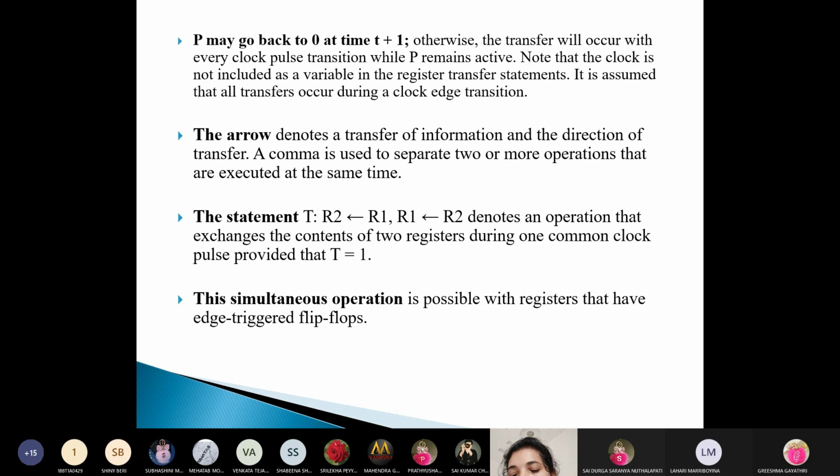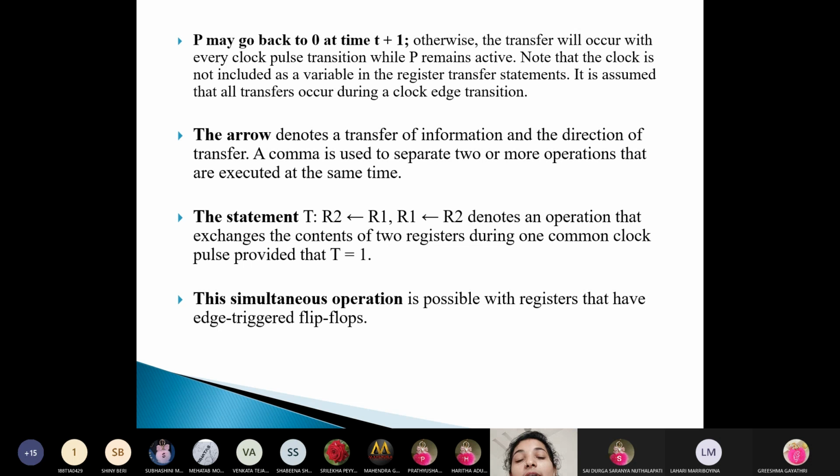Otherwise, the transfer will occur with every clock pulse transition while P remains active. Note that the clock is not included as a variable in the register transfer statements. It is assumed that all the register transfers occur during a clock edge transition. So if the condition is 0, this will not occur.